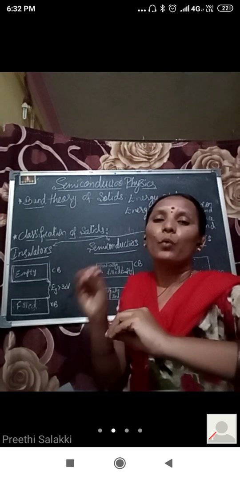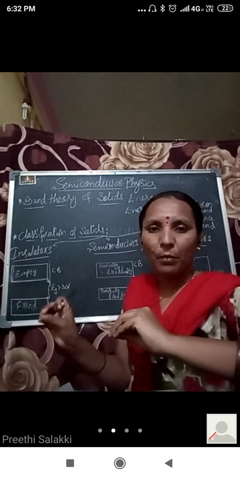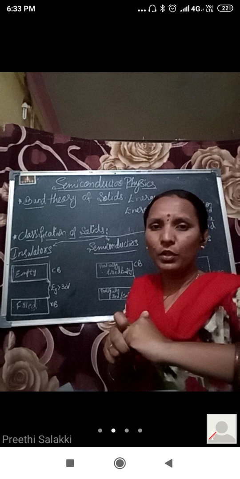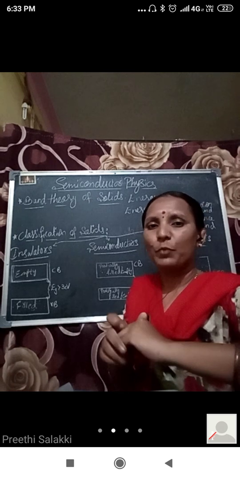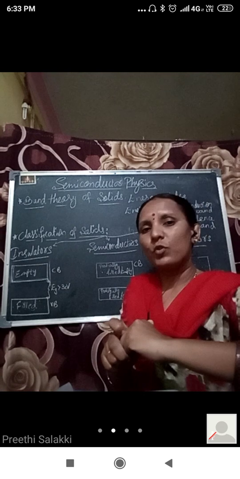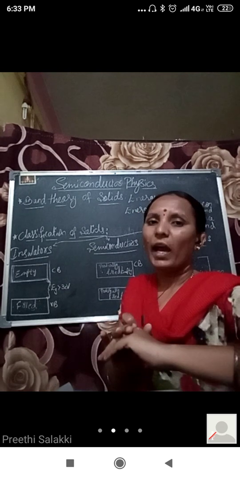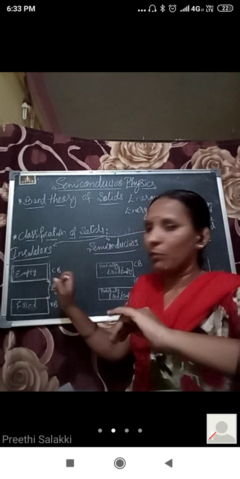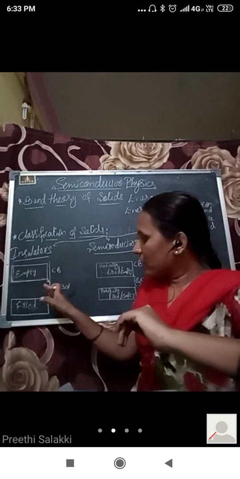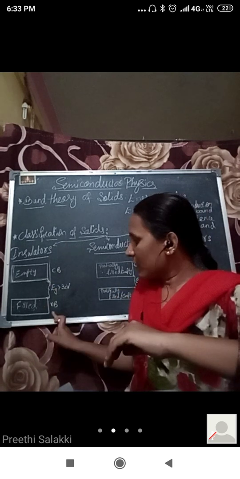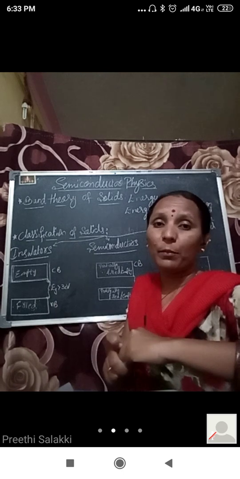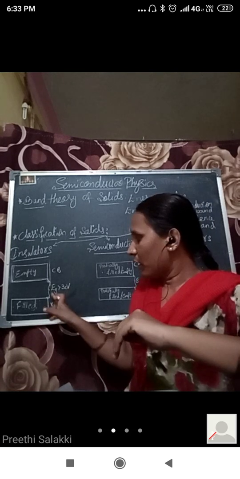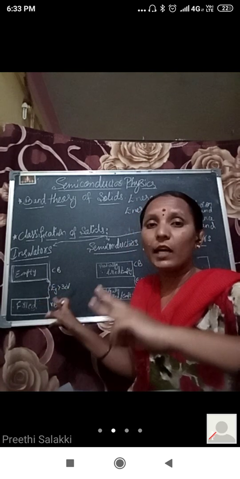The materials which do not allow the current to pass through them are called insulators. Examples: rubber, plastic, wood, etc. What makes them insulators? Insulators are also solids. They too have energy bands, a valence band and a conduction band. But there is a large gap between the valence band and the conduction band. Remember well enough, I wrote here that this energy gap is greater than 3 electron volt.